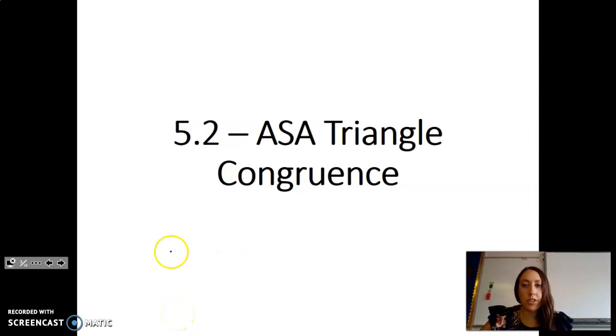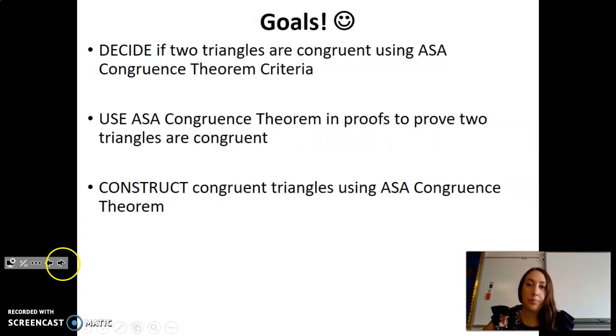All right, next up we have section 5.2, which is angle, side, angle, triangle congruence. So that's what ASA stands for, angle, side, angle. It's basically a shortcut to what we talked about in 5.1, because in 5.1 we had to show that all three sets of sides and all three sets of angles were congruent to one another between the two triangles. Well, this is a shortcut. This shortcut we can use to prove triangles are congruent using only two angles and the included side.